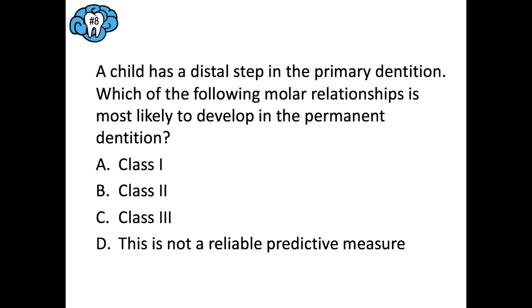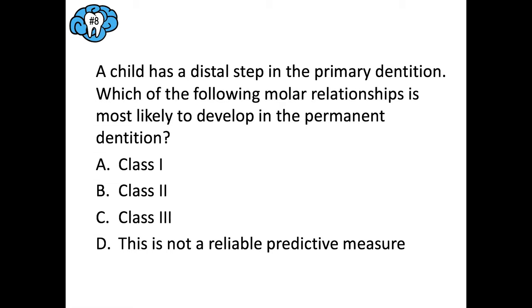All right, question number 8. A child has a distal step in the primary dentition. Which of the following molar relationships is most likely to develop in the permanent dentition? Go ahead, pause the video, and then we'll go over this together.